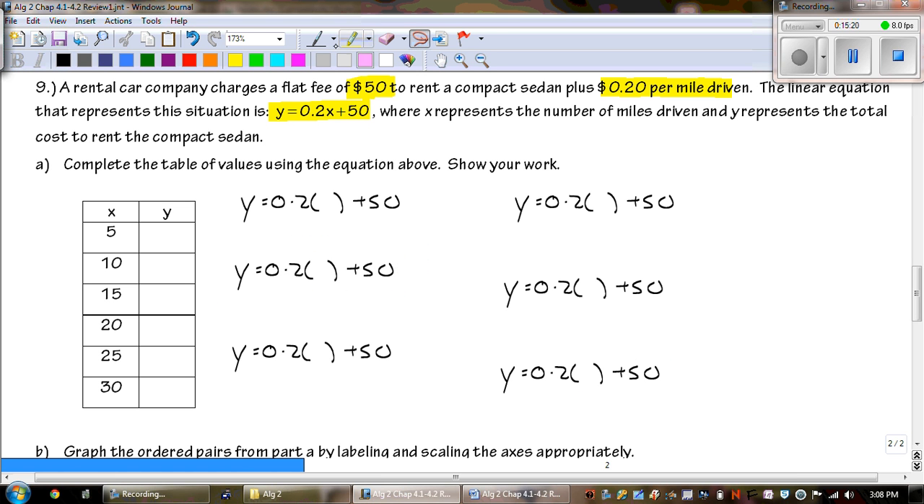Okay, and so one time I'm going to plug in 5. I'm going to plug in 10, 15, 20, 25, and then for the last one we're plugging in 30. So why don't you guys pause the video and see if you can solve all of those on your own. Good luck.